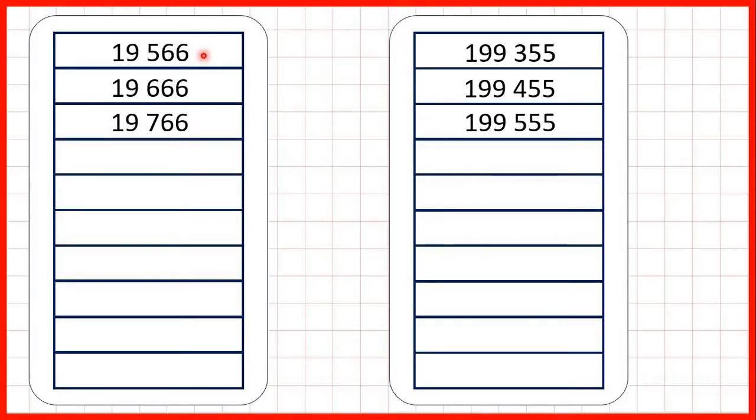Now, we need to count on in hundreds. So first, we have 19,566, 19,666, and 19,766. So what are the next 7 numbers in this sequence?